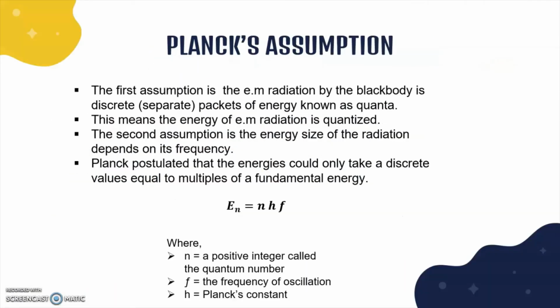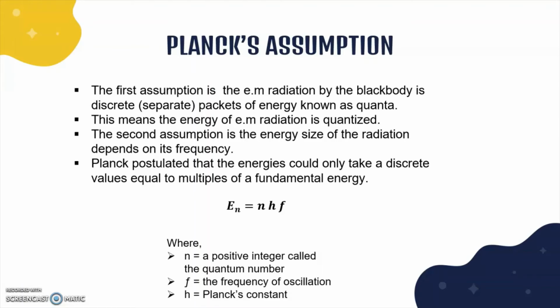Next is Planck's assumption. Planck made two assumptions, where the first assumption is that the electromagnetic radiation from the blackbody is discrete, or in other words, separate packets of energy known as quanta. This means that the energy of electromagnetic radiation is quantized.